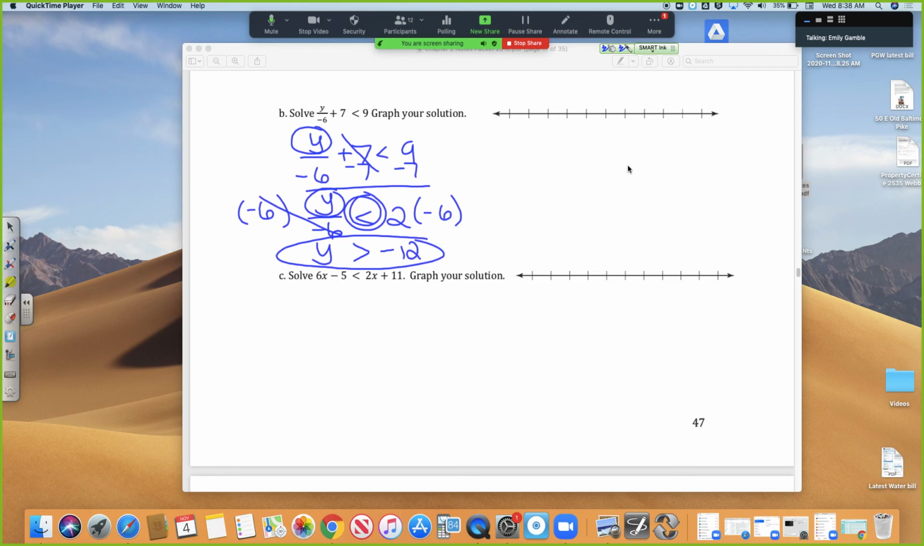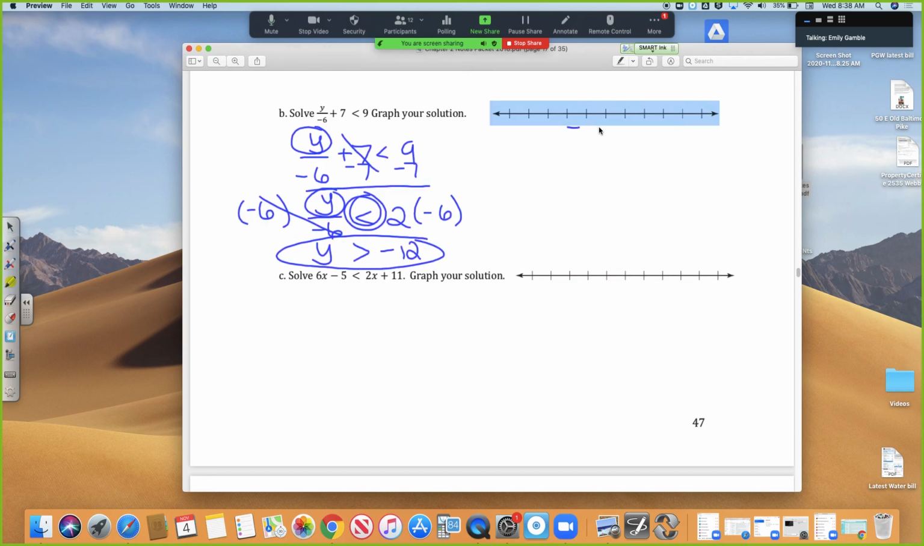Whenever you multiply by a negative number or divide by a negative number, the sign must flip directions. So on my number line, the only number I need you to put on here is negative 12. And it would be an open circle. Anything that's greater than it would be anything to the right.